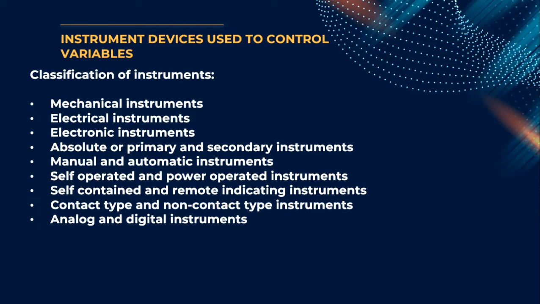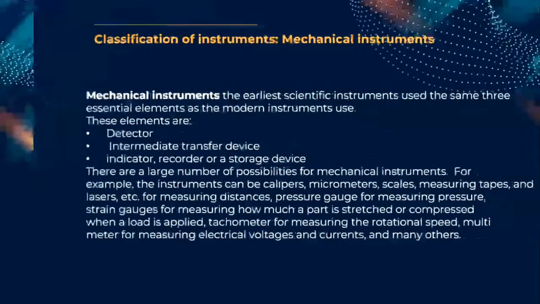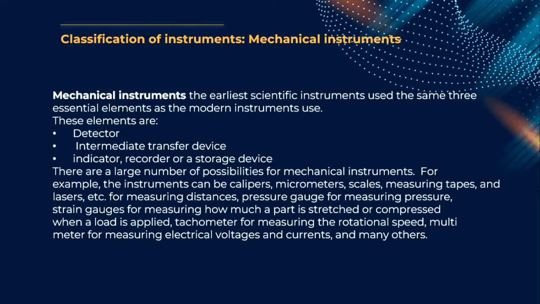Classification of instruments: mechanical instruments, electrical instruments, electronic instruments, absolute or primary and secondary instruments, manual and automatic instruments, self-operated and power-operated instruments, self-contained and remote indicating instruments, contact type and non-contact type instruments, analog and digital instruments. So first is the mechanical instrument.